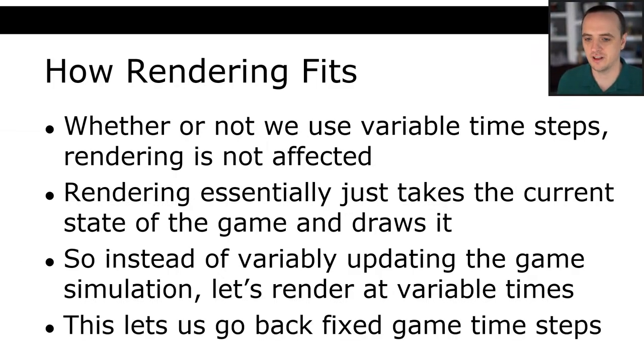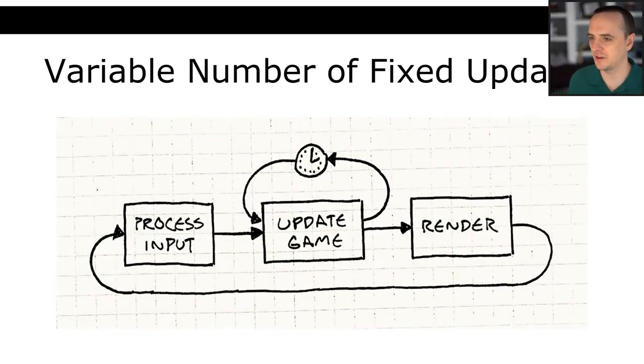So this lets us go back to fixed game steps. So this is what's going to happen this time. Instead of variably updating the game, we're going to vary the number of times we discretely update the game. So what's going to happen is we're going to process some input, and then we're going to decide how many times we want to update the game engine before we actually do the rendering.